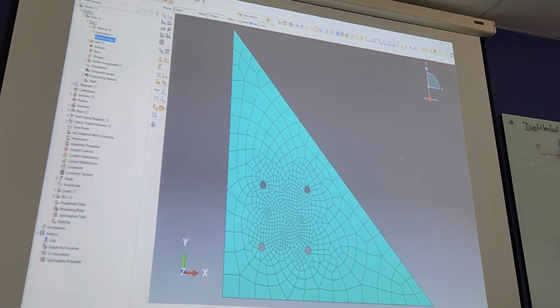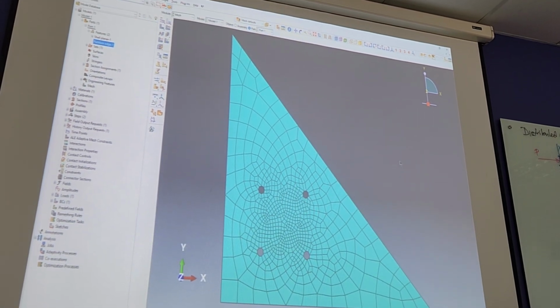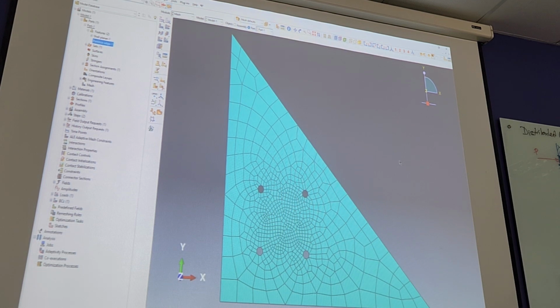Yeah? Everywhere else is not an area of interest. You can go with a little bit bigger. You can go with a little bit uglier. In a sense, elements are not retaining their aspect ratio.